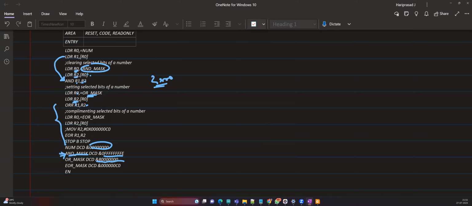So in the same way it keeps happening. XOR mask, and it will XOR, and finally it will stop. So this is just a demonstration code for showing how that masking works. Yes, sir.